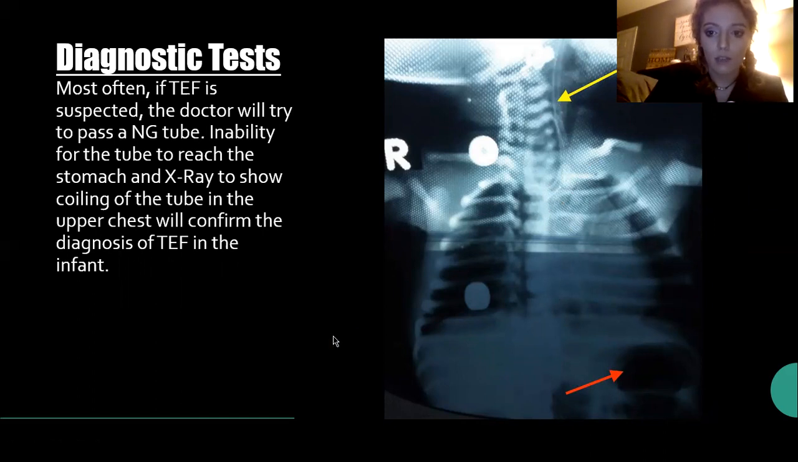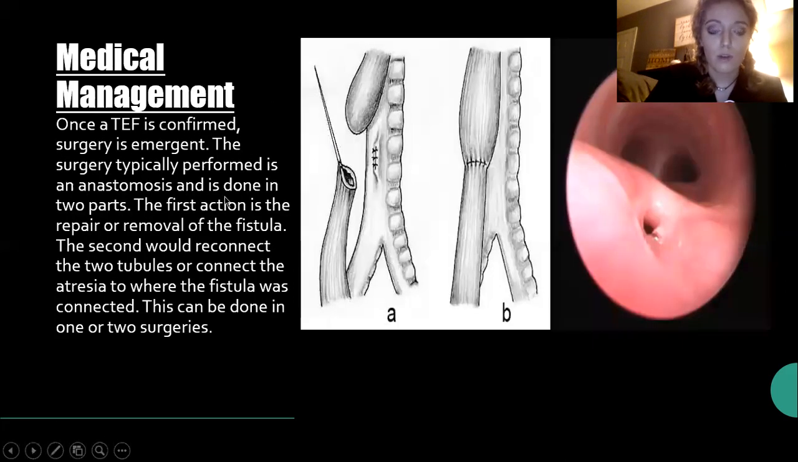And that is the diagnostic test: the x-ray confirmed this child has TEF. So how do we treat it? What do we do? Medical management. I'll move my head again. So surgery is emergent on a TEF or even an EA.